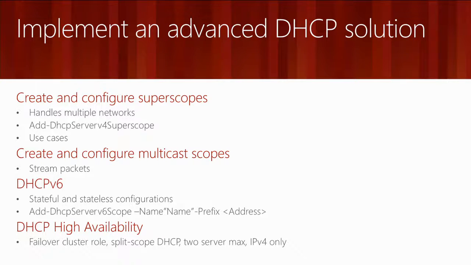And then lastly, DHCP high availability. There's a lot of information on this particular topic that I just don't have in here. But you can do the failover cluster role. You can do a split scope DHCP, 2 server max, and only IPv4. That's the exam bell right there. Because if you got IPv6 high availability, be aware of that.